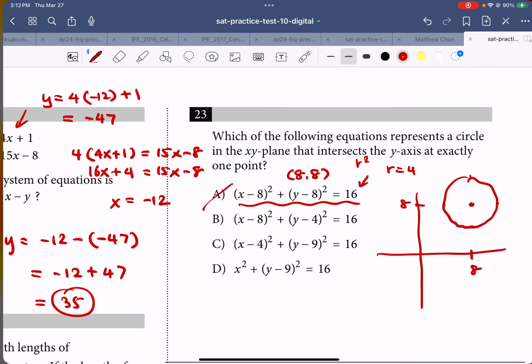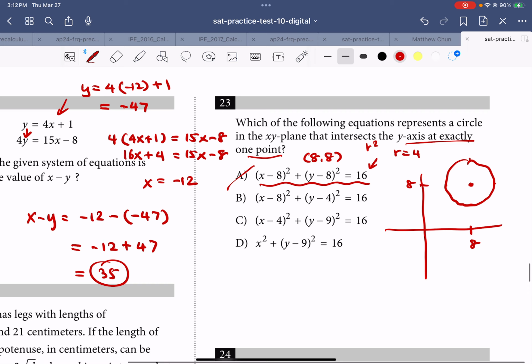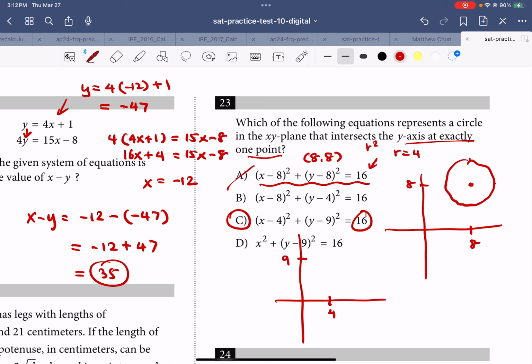So it intersects the y-axis exactly once means it touches the y-axis. If you just keep going, you will see only C, which is, let me draw it out here. So 4, 9. Let's say here 4, and 9 is right here. Okay, and then the radius is 4. So it goes here, here, here, here. So the radius from here to here is 4. So it touches the y-axis only once. So that's what it means: the graph intersects the y-axis at exactly 1 point. So the answer is C.